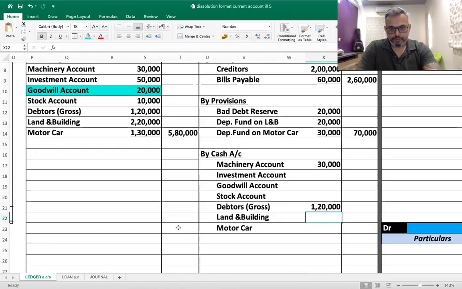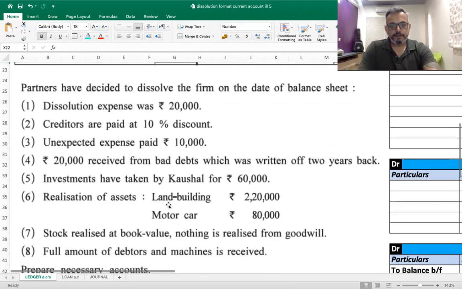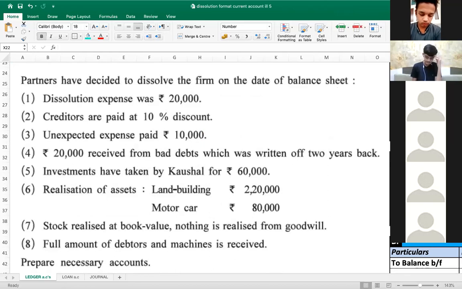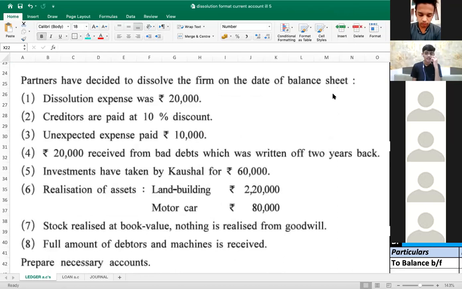Then let's go for what's given for investment and all. Investment was taken by Kaushal for 60,000. इसका journal entry please लिखो. Now, investment taken over by Kaushal. So Kaushal is the receiver. Kaushal's current account will be debited. अब हम credit किसको करेंगे? Can you tell me? Investment को या realization को?